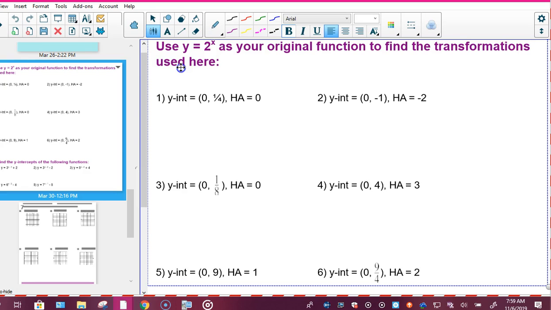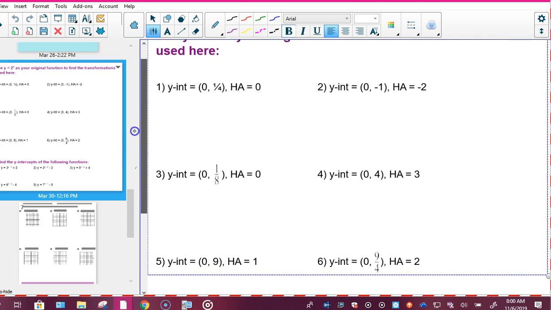Does the base do anything other than show you growth or decay? It basically does that. It shows you whether it's growth or decay, and that changes some of the points. You could think about it as a growth is kind of like a stretch, and a decay is kind of like a shrink. But if you were multiplying it on the outside, then it also does that. So, but not really. We're going to do one of each in these first 6, so you can see the different types.